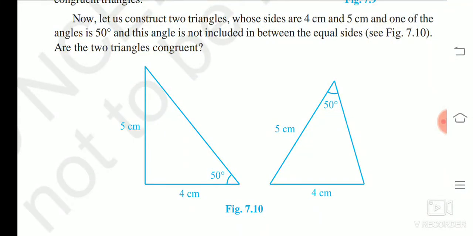Now consider the next triangle. In between two sides, the angle is the SAS rule. Suppose in between the two sides you are not going to consider any angle, and the remaining two angles you have. So those two angles are equal and two sides are equal, not in between the two sides. Does this mean the two triangles are congruent or not? This is what you are going to consider.